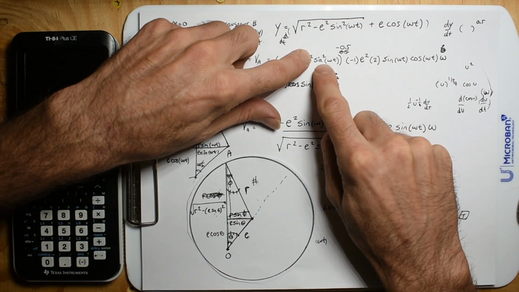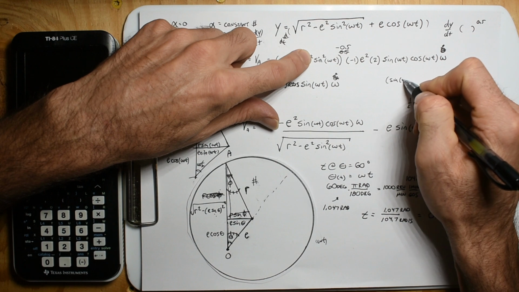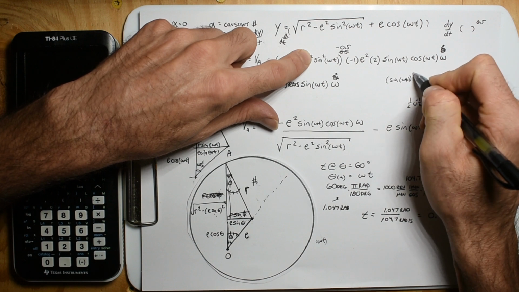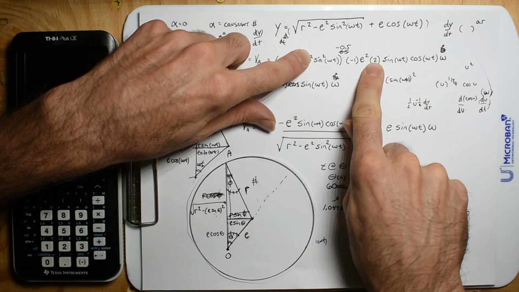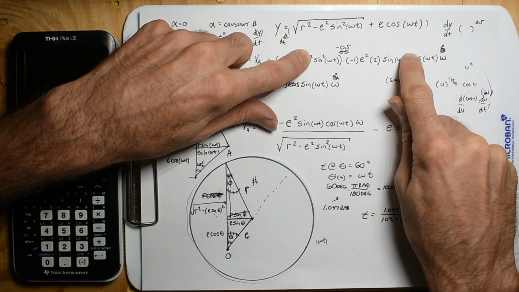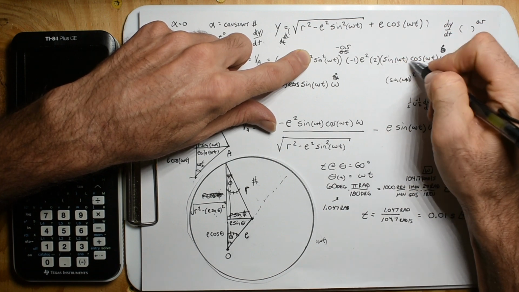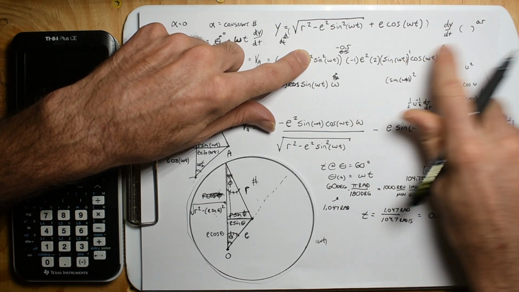And now we can work on that sine squared. And again, I'm going to treat it like it's sine omega t all squared. So bring down the 2, and then I'm just going to multiply that by sine omega t to the 1 power. I'm just not showing that 1 power. But I could right now. So that's kind of what it would look like.